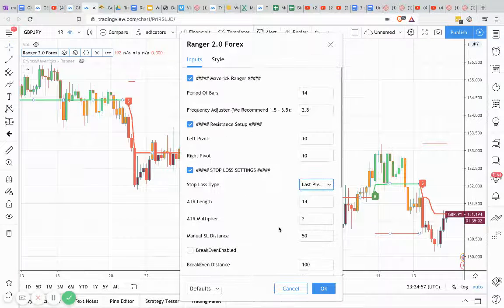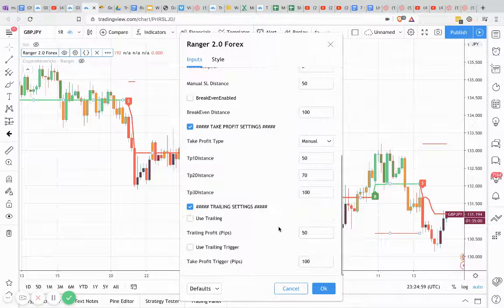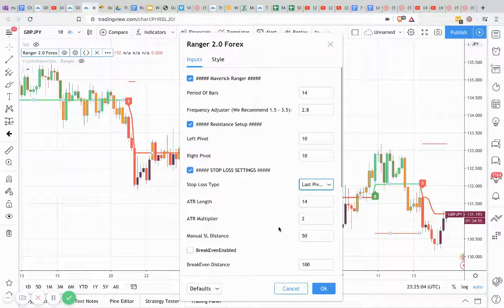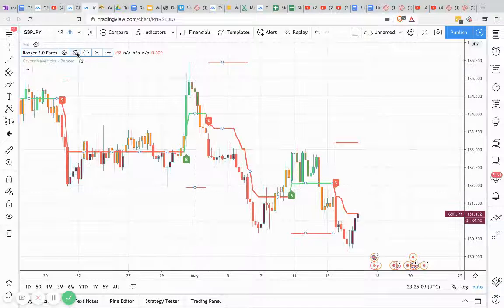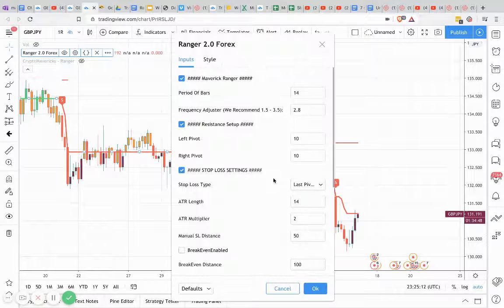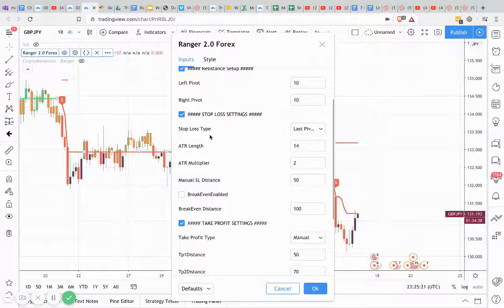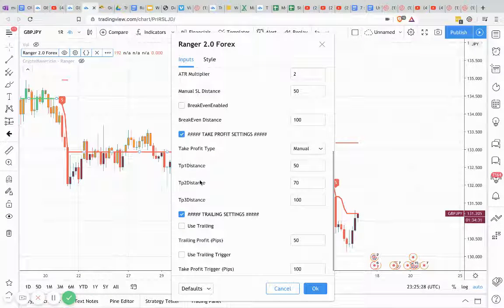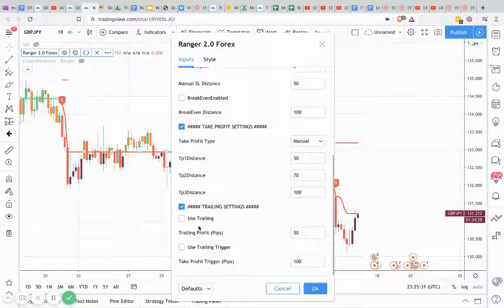So that's actually it in terms of the high level overview of what's going on here. Not too bad, right? I know there's a lot of settings, and it could be confusing at first, but at the end of the day, there's really only 3 things going on here. There's your buy and sell signals, there's your stop loss setup, and there's your take profit setup, which includes this trailing take profit.